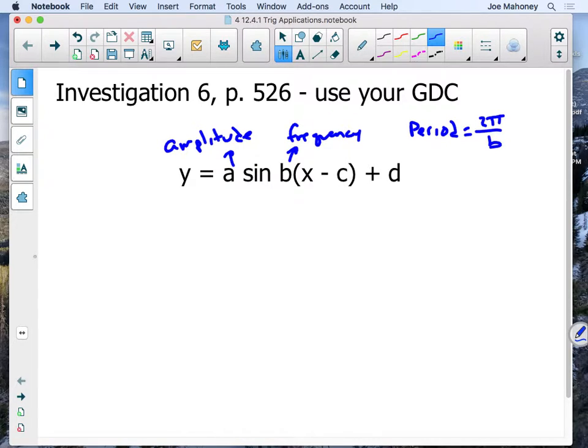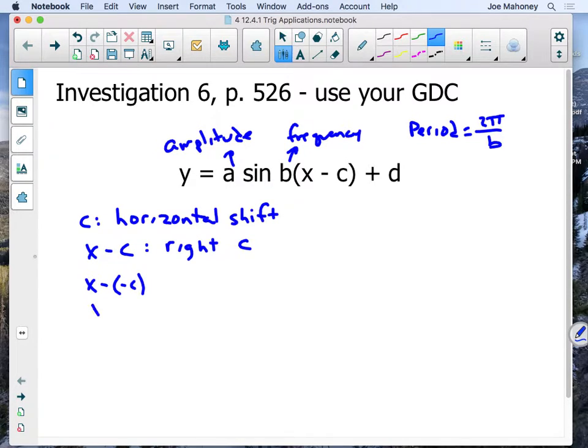So take a minute, work through the investigation with your calculator, and let's figure out what the C and the D do. All right, welcome back. So what you probably found is that C moves the graph left or right. It's the horizontal shift. And when the C value is positive, when the expression is x minus C, that's when it moves to the right C units. And when it's negative, or x plus C, that's when we move it to the left C units.